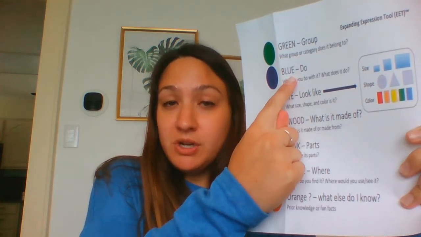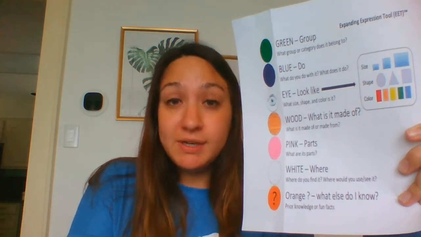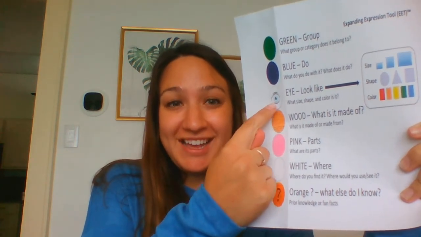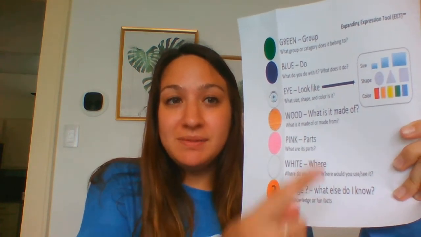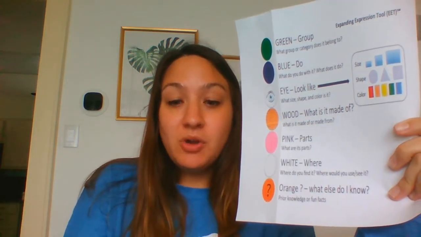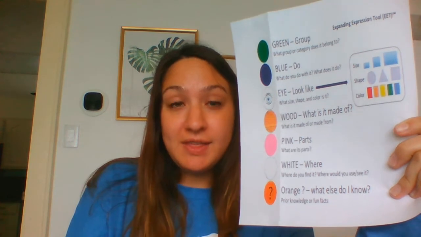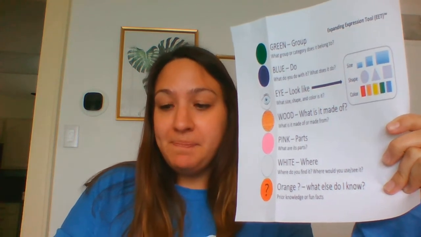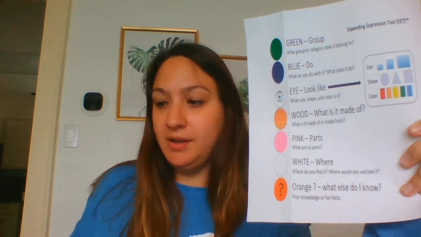Blue do, we talk about what do you do with the item or what does it do. And this eyeball down here, what does it look like? That really describes the size, the shape, and the color. So we've focused a lot on these three areas when working on our vocabulary this year. I'm going to give a little example describing how this would work.